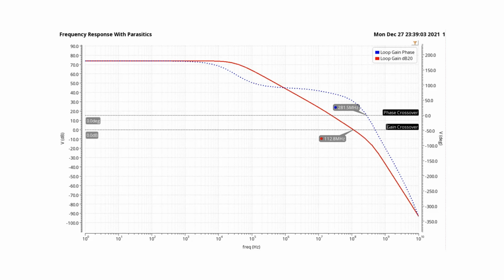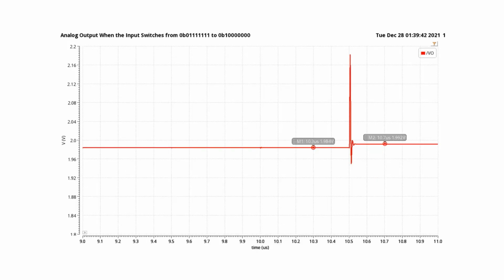This is the open loop response of the op-amp after parasitic extraction. It shows that it is still stable. And this is the analog output when the most difficult switching is performed, showing that the digital to analog converter is still monotonic and the design is successful.